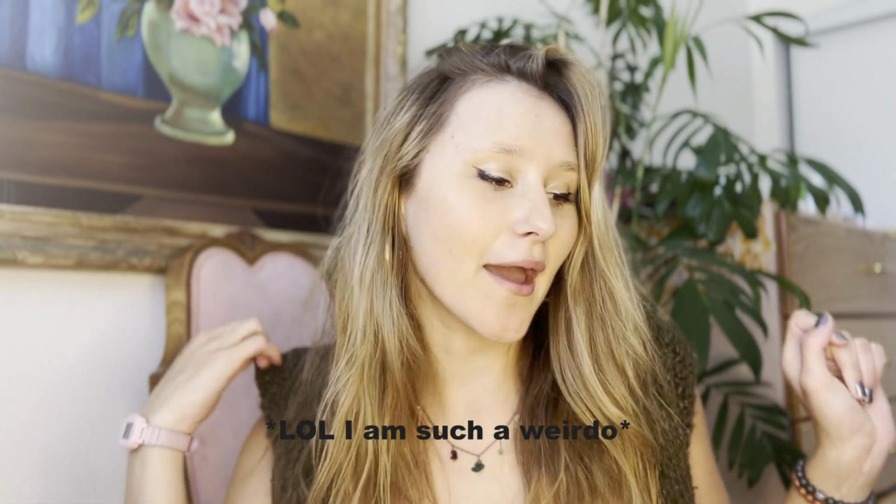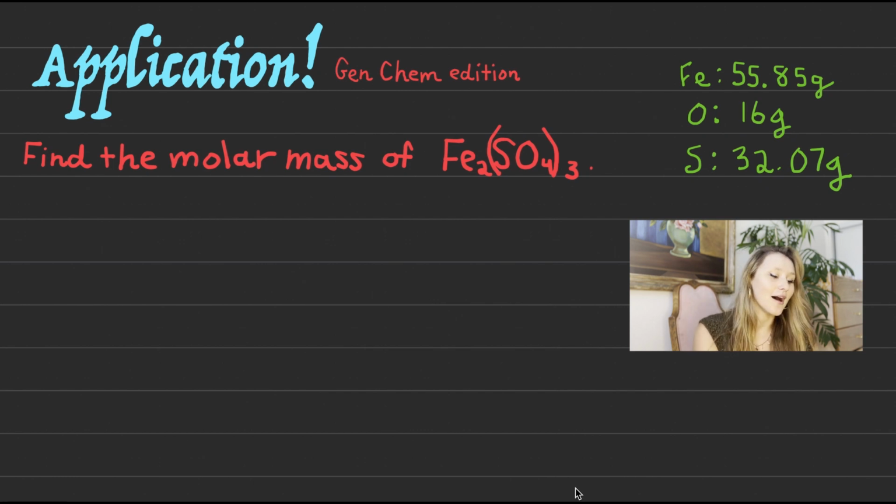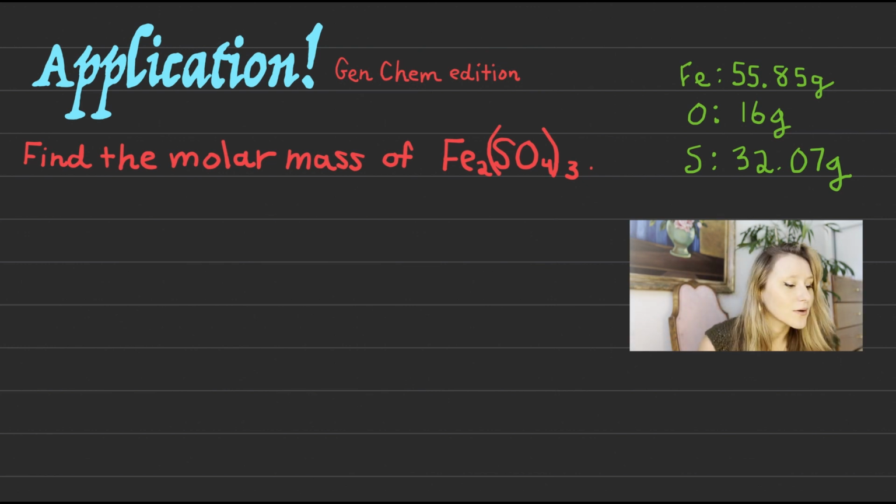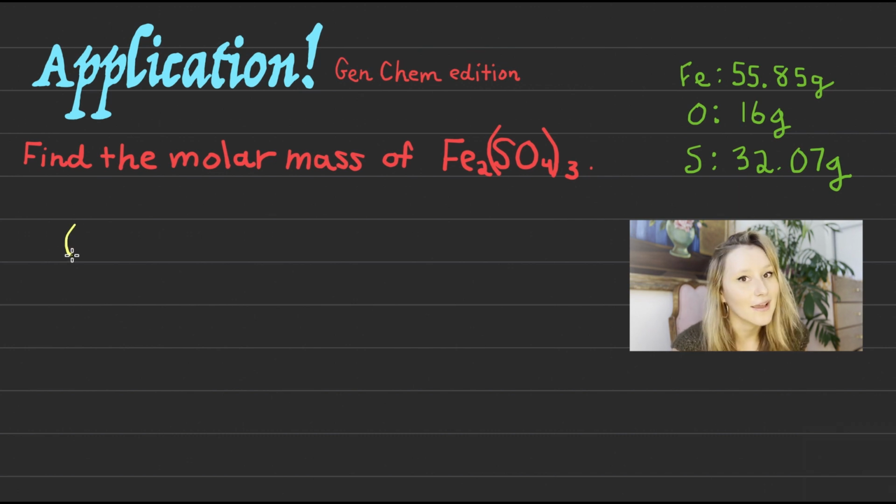Okay, let's apply our skills. So we're going to do 2 general chemistry problems. Find the molar mass of, is this iron sulfate? Sulfite? Who knows? You know, because you're a scientist. Anyways, I have all of the molar masses of these 3 molecules here. So what are we doing? We're adding and multiplying. And let's do it.